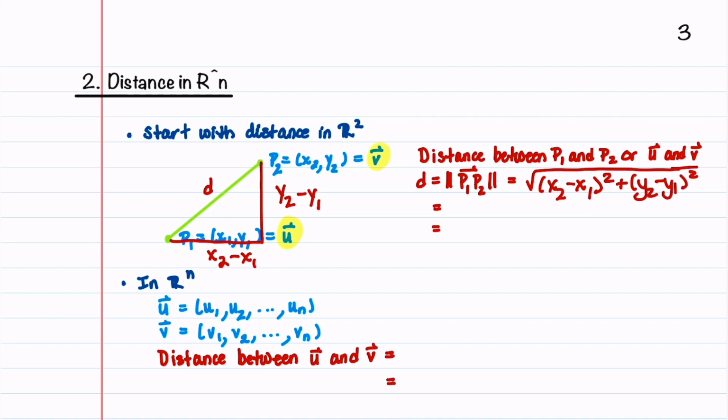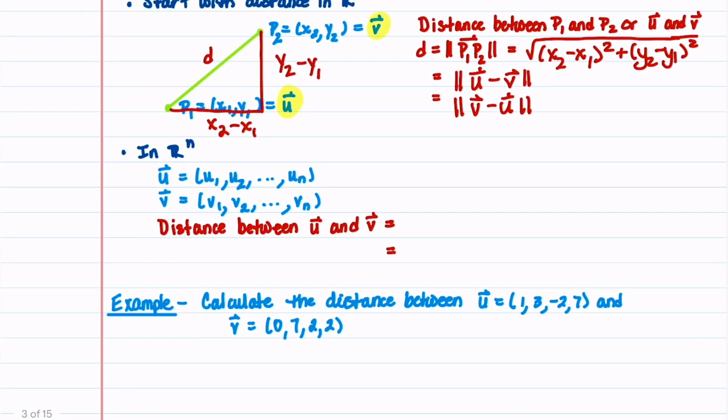You may be already very familiar with that formula. What we're going to do now is write this distance in terms of our vectors u and v. So we say that the distance is equal to the norm of u minus v, or we could write that as the norm of v minus u.